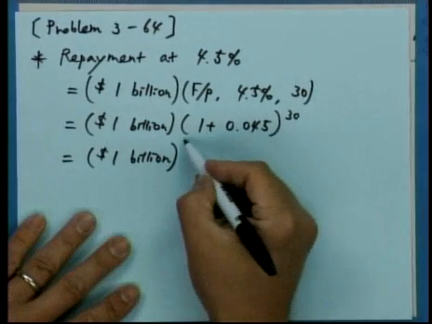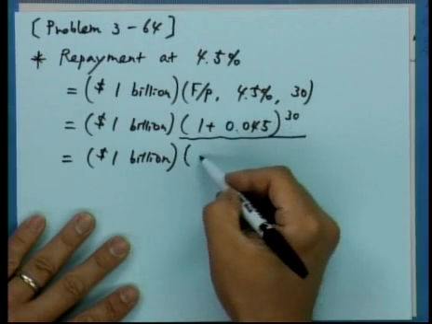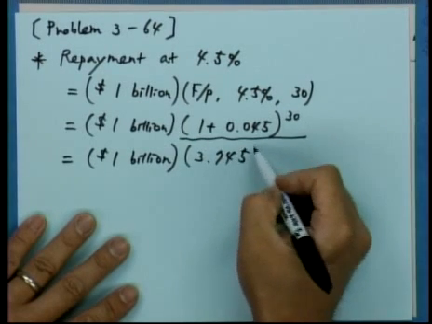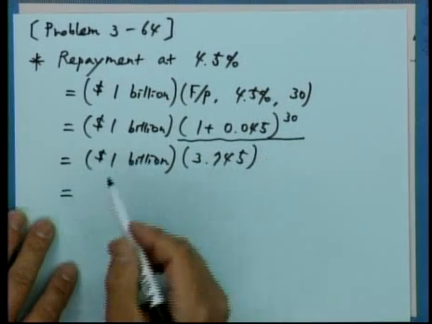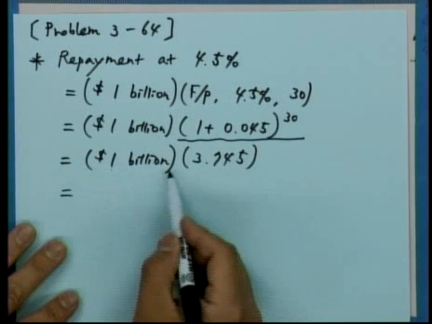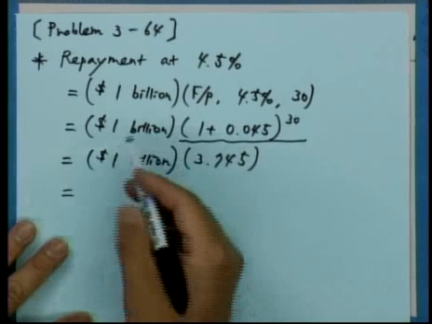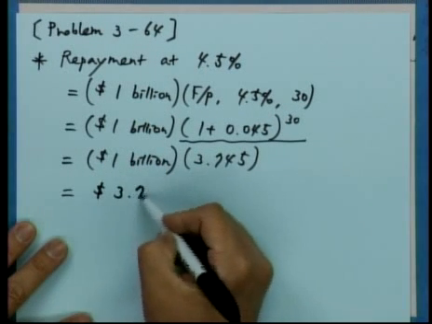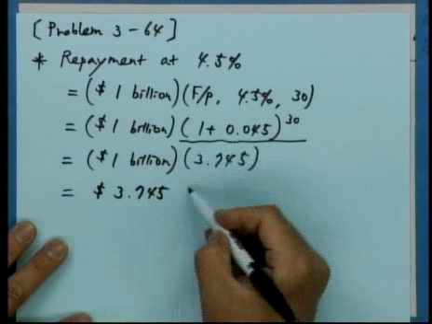Okay. So these values is 3.745. Okay. So if you multiply by $1 billion, then how much is that? It's very easy. $3.745 billion.